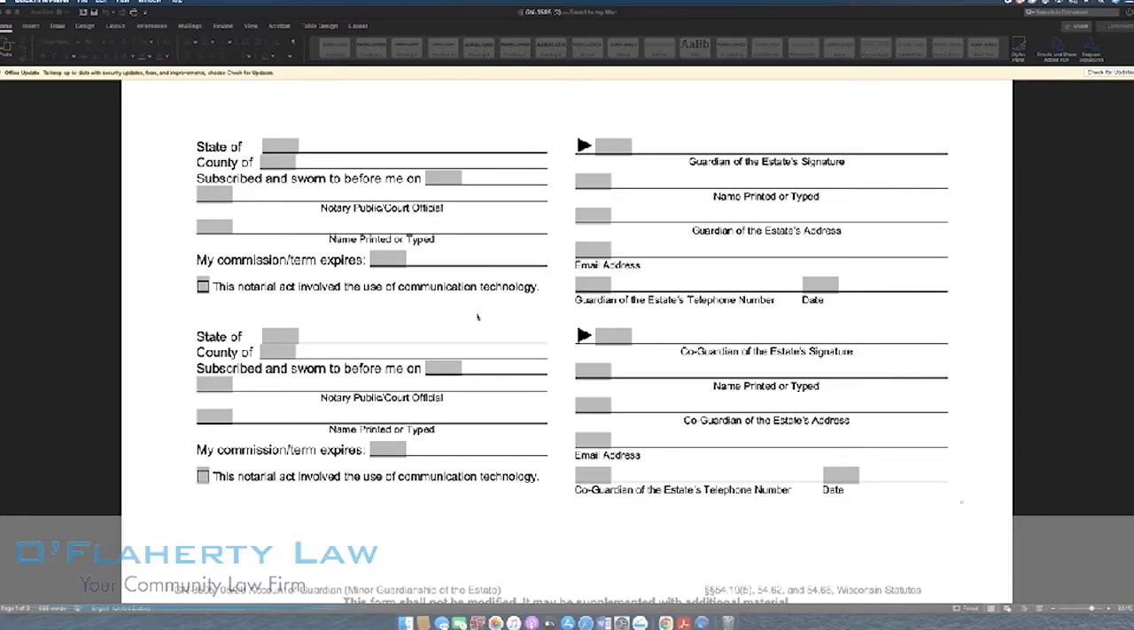So you probably noticed at the beginning of the annual accounting, or interim or final accounting, depending on what you're using the form for, that you state these facts under oath. And that's pretty much a sworn statement. You are going to need to wait and sign this document in front of a notary. And if there's more than one of you, there's room for co-guardians right here. But yes, don't sign it until you're in front of a notary.